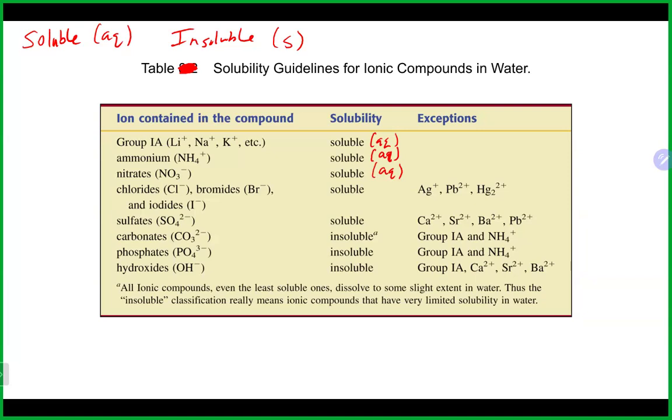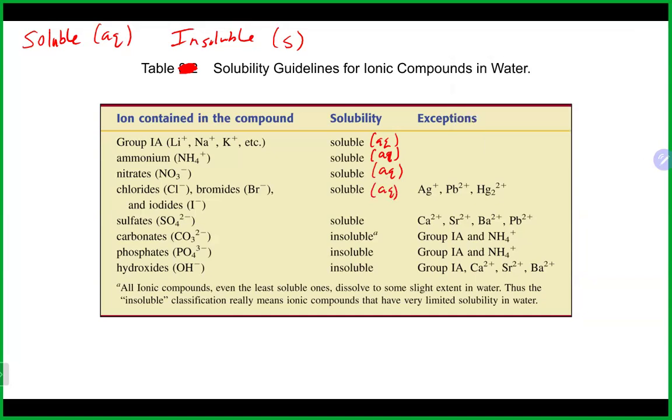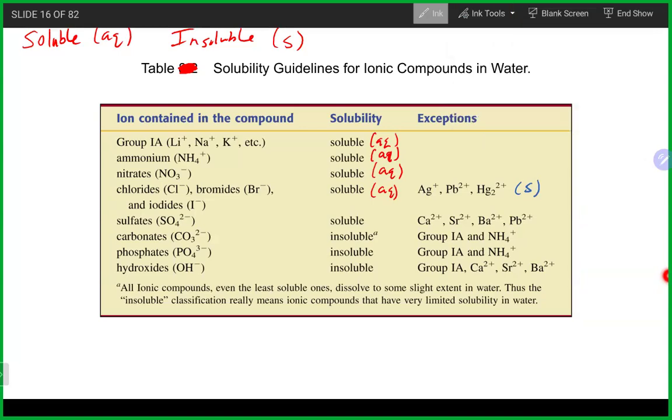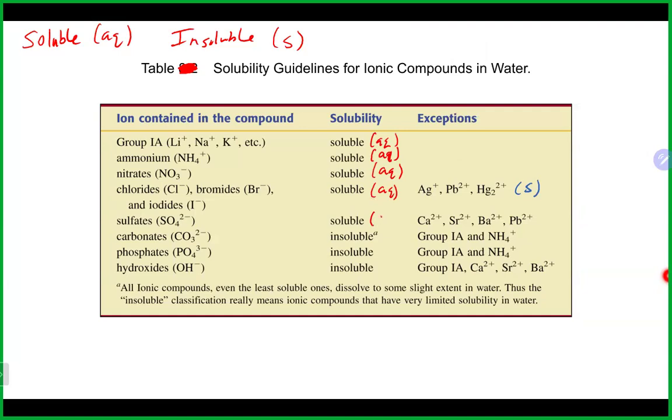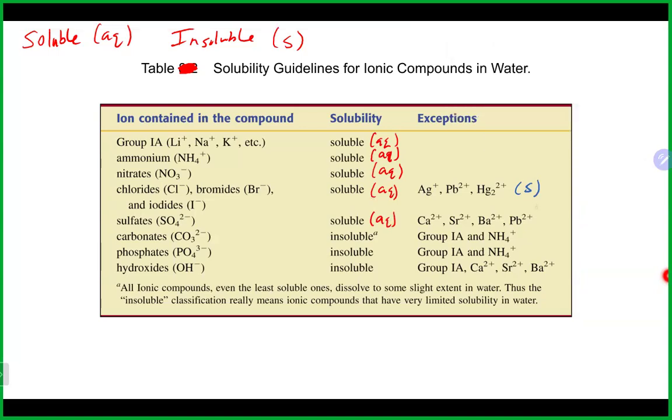Now, if you have chlorides, bromides, or iodides in a formula, they typically will be soluble, but there are a few exceptions. If you have either chloride, bromide, or iodide, and it's hooked up with silver, lead 2, or mercury 1, they would be the opposite, and these would become insoluble. So you would expect a solid to form. If you have anybody that has sulfate in it, it will be soluble. But again, there are a few exceptions: calcium, strontium, barium, and lead 2 sulfate. Those exceptions mean that they will be solid if one of those is with sulfate.